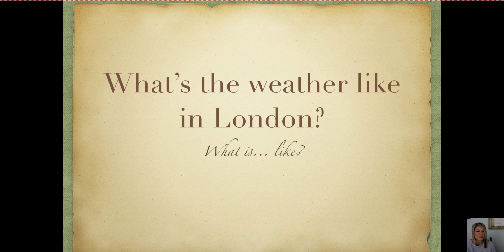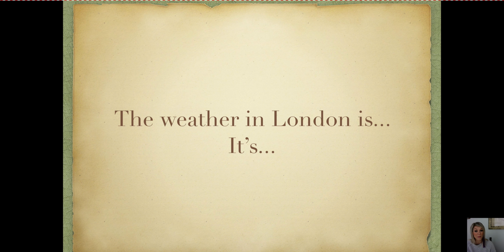The weather refers to general conditions outside. The usual question is, what's the weather like? For example, what's the weather like in London? So when you ask what is someone or something like, you ask for information about something or someone. The weather in London is, or it's... And let's see some vocabulary.